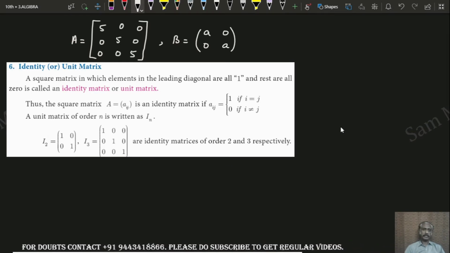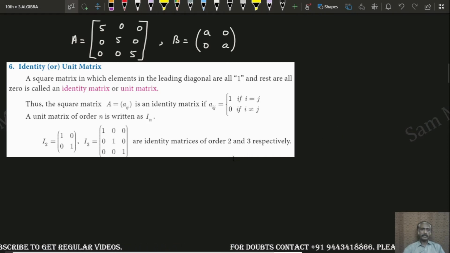I2 is a second order identity matrix or unit matrix, 1 0 0 1. I3 is the third order unit matrix. Only the leading diagonals we have 1, other than that is 0. So you must know the basic type of matrices. Among that, the very important things are square matrix, diagonal matrix, scalar matrix, and identity matrix. Very clear, children? So these things are somewhat related with the previous one.